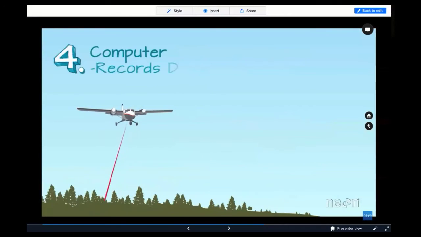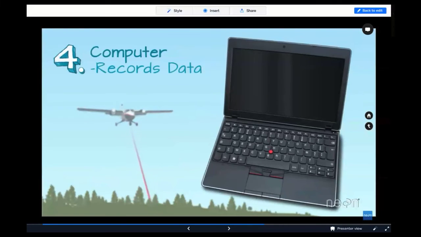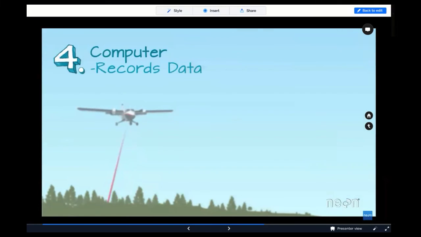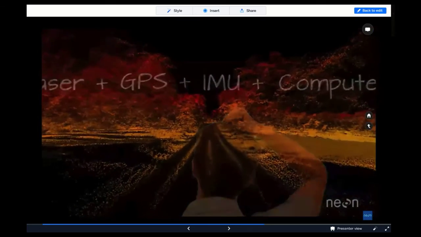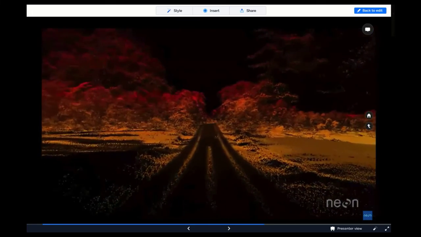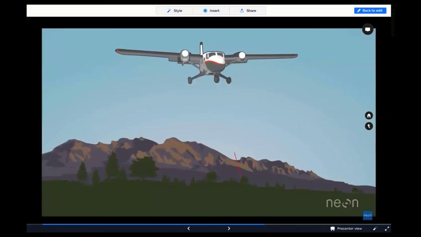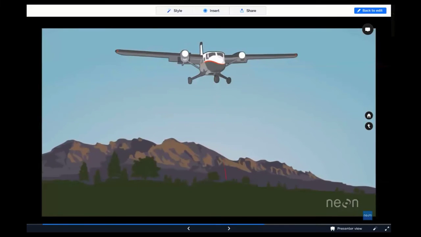Finally, the LiDAR system includes a computer. The computer records all of that important height information that the LiDAR collects as it scans the Earth's surface. No computer, no data. It's as simple as that. Now you may be wondering, how do the laser, the GPS, the IMU, and the computer all work together to get us these fantastically useful LiDAR datasets? Well, the laser in a LiDAR system scans the Earth, actively emitting light energy towards the ground.